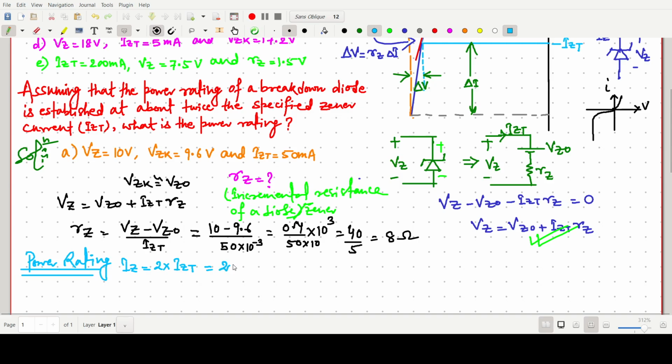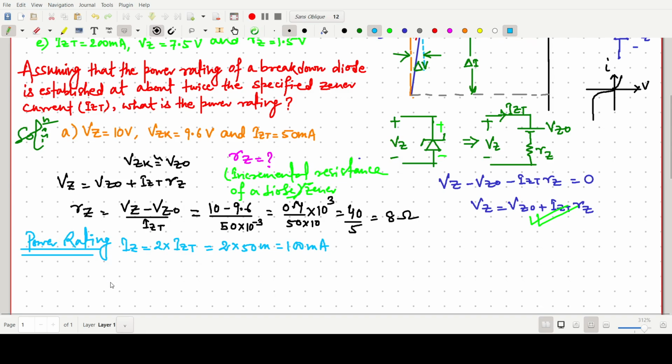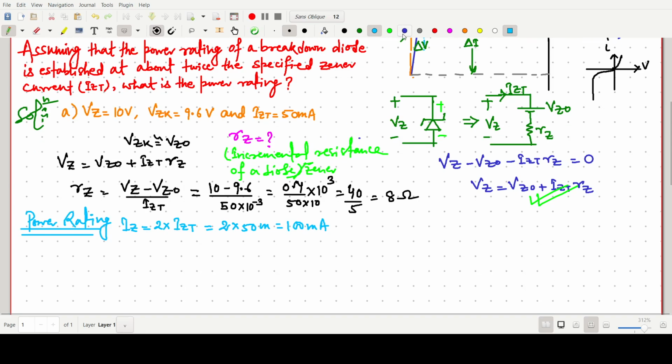Now for this one IZT is given as 50 milliampere, so 100 milliampere we have to take. Then we have to find the corresponding Zener voltage, that is our VZ. Again we use the same formula, VZ equals VZ naught plus IZ into RZ. The VZ naught is given as 9.6.